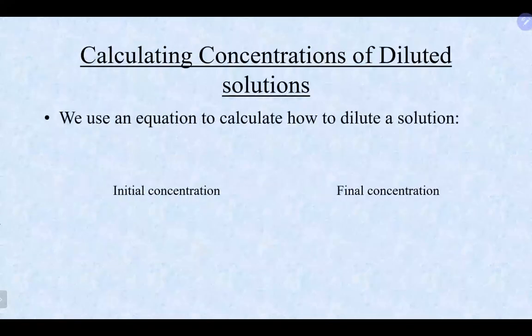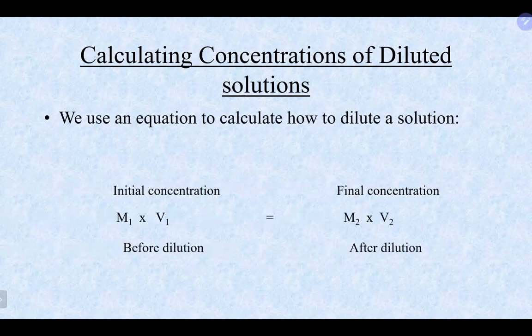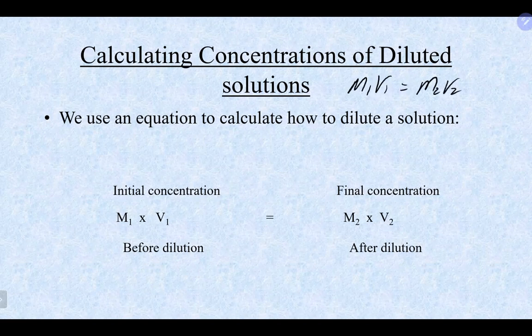So the formula we typically use to help us figure out how to do a dilution is this one: M1V1 equals M2V2. It's the dilution equation. As it says there, M1 and V1 are typically before the dilution, so that's your more concentrated solution. M2 and V2 are typically your more dilute solution, but it really doesn't matter which side of the equal sign you put them on, as long as you keep the numbers together, it will work out the same.